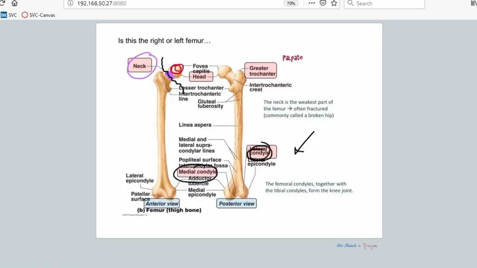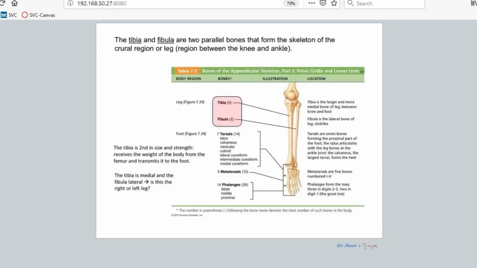Just the lateral condyle, medial condyle, lateral condyle, and those are going to be involved in forming the knee joints. Okay, then we move on to the crural region of the leg.